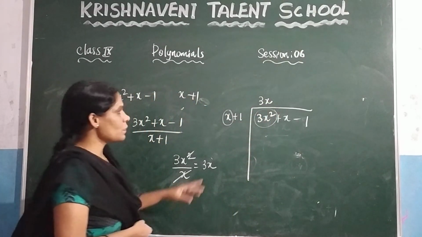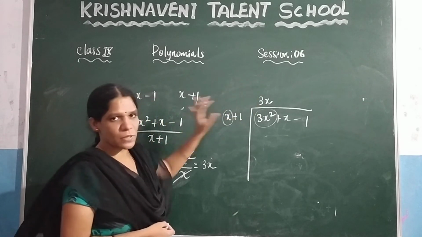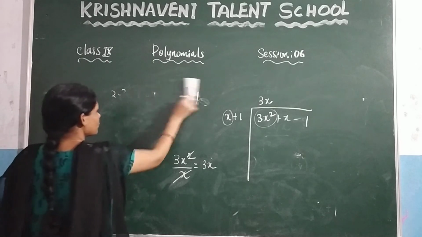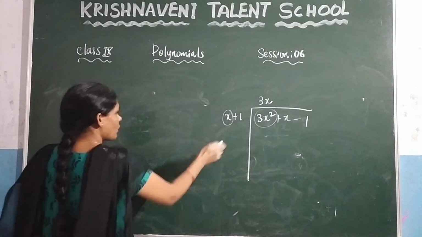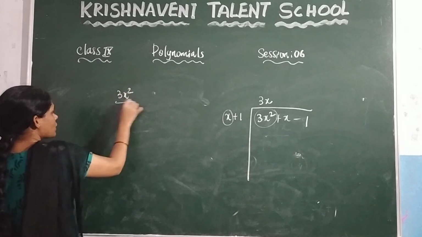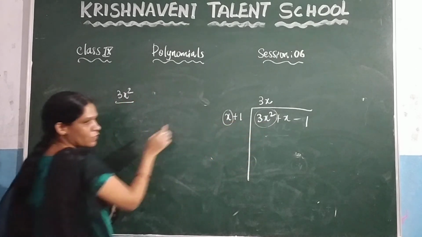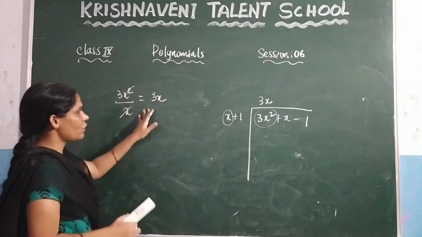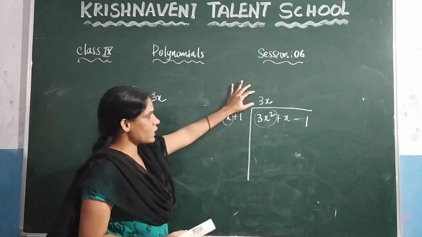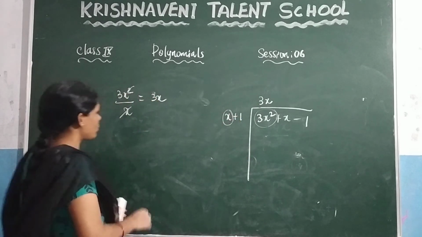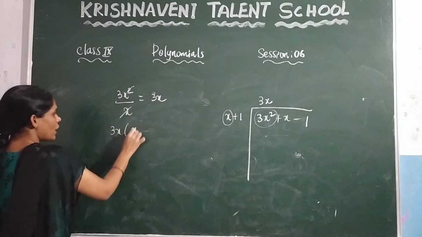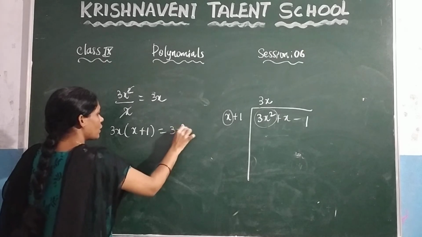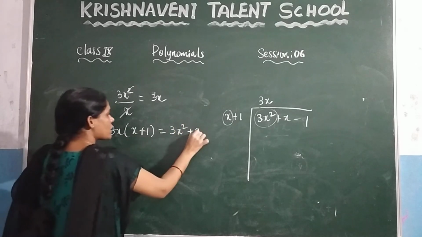Now what is the next step? You need to multiply this 3x and x plus 1. So the first step is to divide the first term by the first term, which gives 3x, the first term in the quotient. After that, the second step is to multiply these two values. So 3x into x plus 1. What do you get? 3x into x is 3x square, plus 3x into 1, which is 3x.